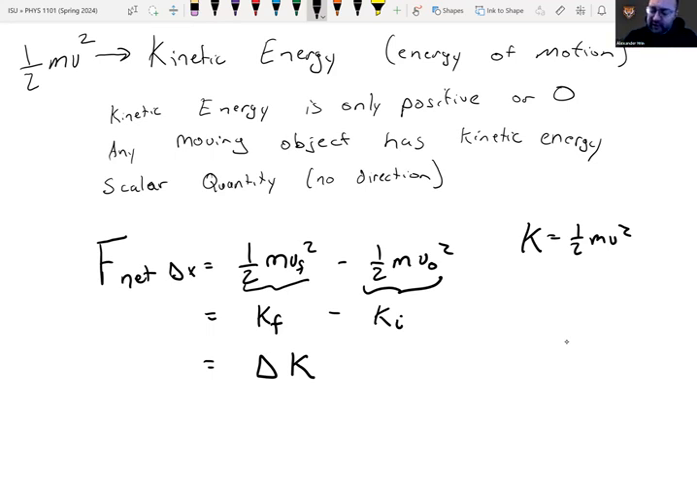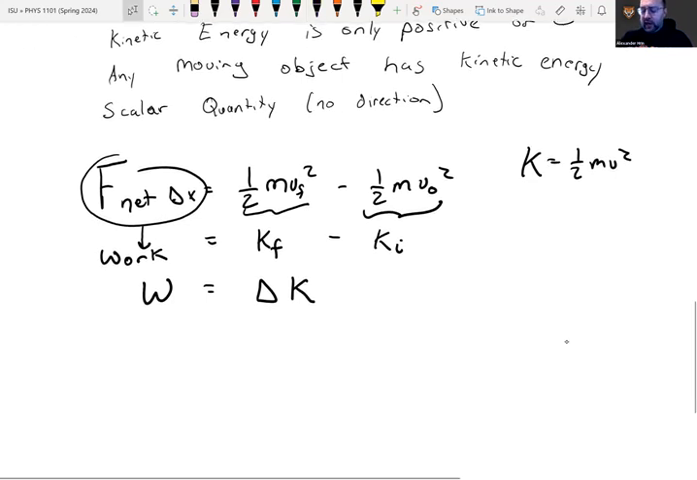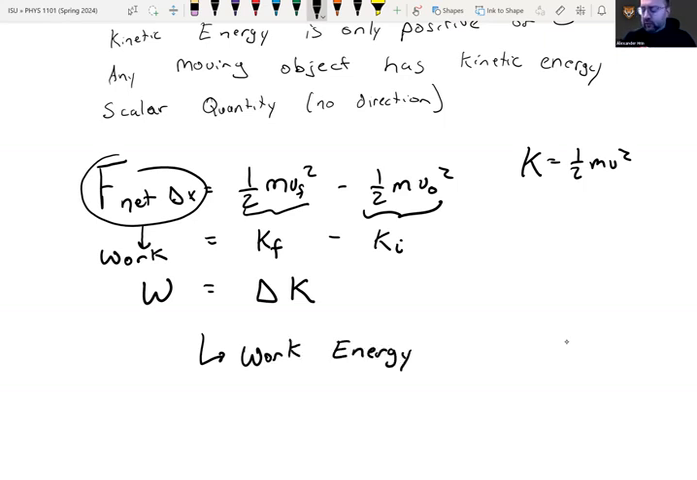Now, the other part of this, this is what we call work. F net delta x is the work. So we would say W equals delta K. And again, if you have any familiarity with physics, this is the work energy theorem. The work energy theorem basically says that when work is done on an object, it changes its kinetic energy.